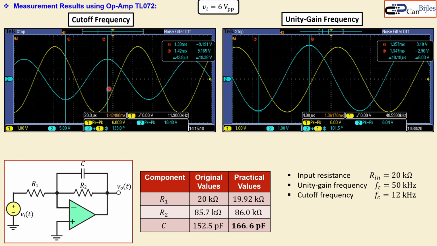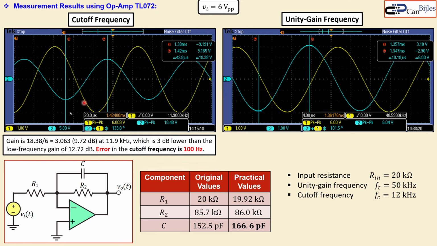Let's start here. What we see here now, the gain, again the input is, by the way, 6 volts peak, the yellow one, and the blue one I see here 18.38 volts. You can also see that here, the peak value. I measured that, by the way, using cursors to get it more exact. Now, when you do the calculation here, you get 9.72 dB. When you look at the scalar value, that happens at 11.9 kilohertz, which is what we wanted.